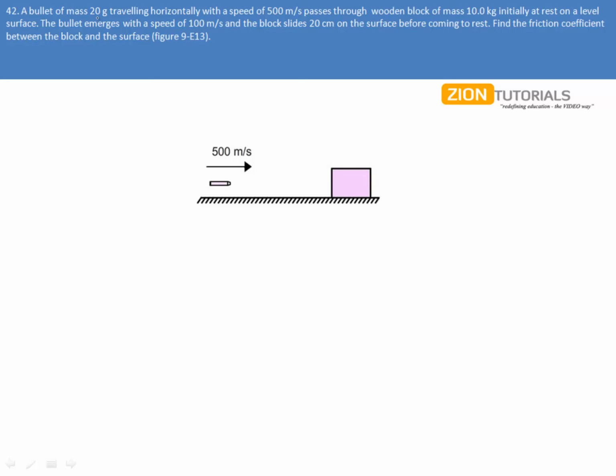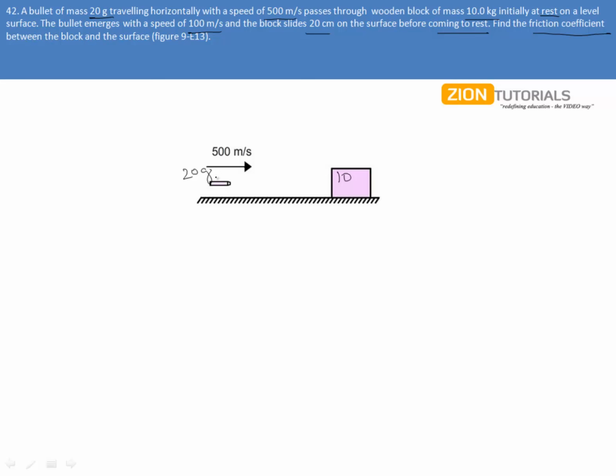A bullet of mass 20 grams, traveling horizontally with a speed of 500 meters per second, passes through a wooden block of mass 10 kg, initially at rest on a level surface. The bullet emerges with a speed of 100 meters per second and the block slides 20 centimeters on the surface before coming to rest. Find the friction coefficient between the block and the surface.